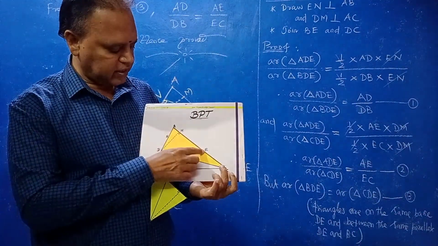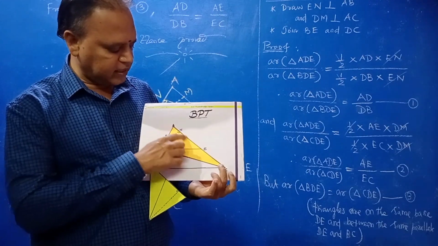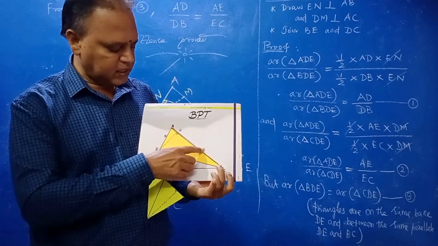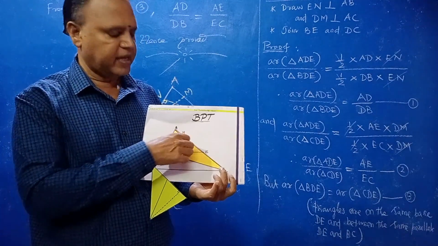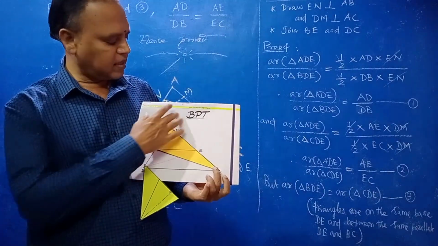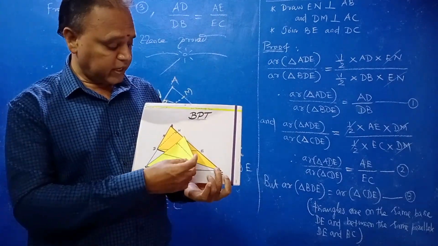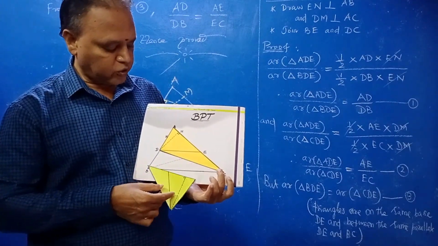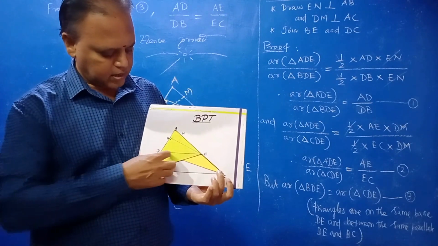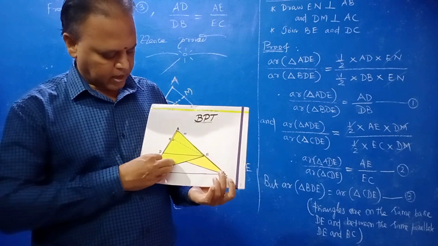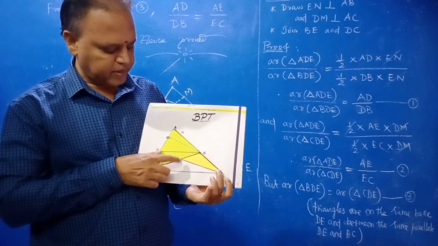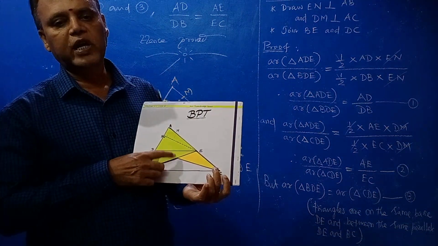When you take this as the base, this is the height, DM is the height. When you take this triangle, this one is the base, and the same DM is the height. So for understanding purposes, this activity is very important. Then both triangles have the same base and are between the same parallels. Therefore, both areas will be equal.